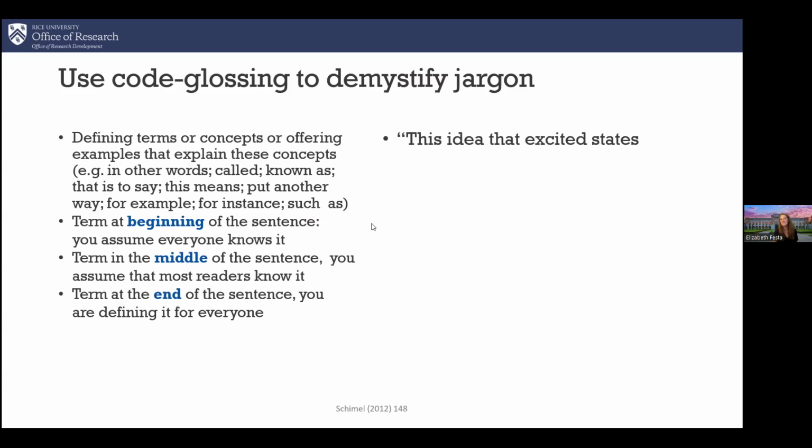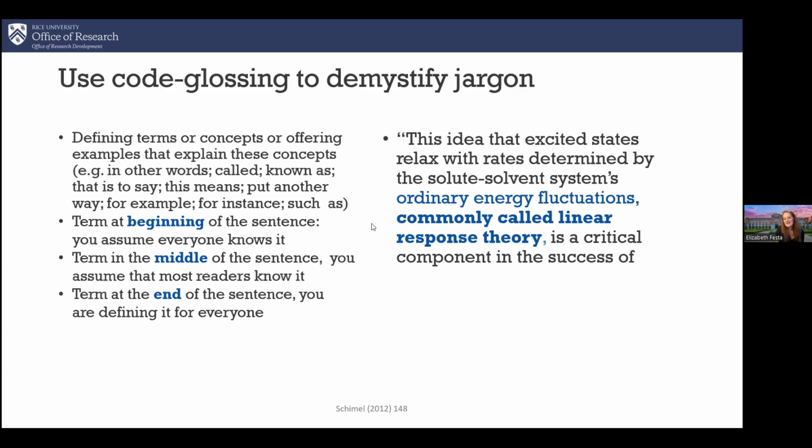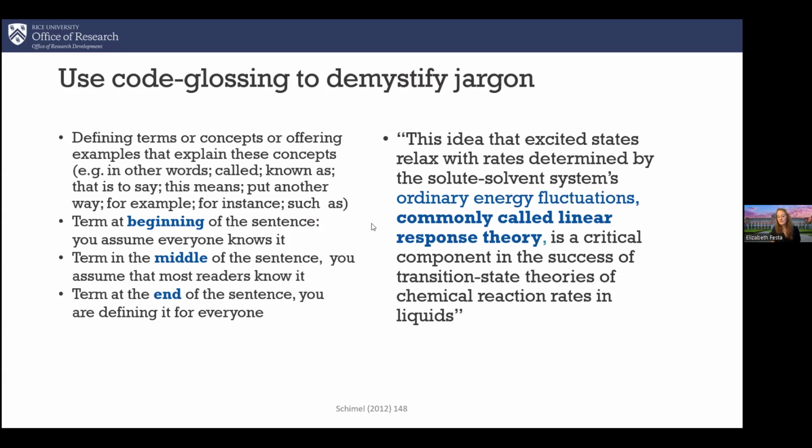So here's an example to make that meaningful. This idea that excited states relax with rates determined by solute-solvent systems' ordinary energy fluctuations, commonly called linear response theory, is a critical component in the success of transition state theories of chemical reaction rates in liquids. Now, you can't do this for every term, but if you're concerned about defining key terms, I would do it. For the sake of a proposal, you do not want to confuse a reader. You should use code glossing to help define key terms.